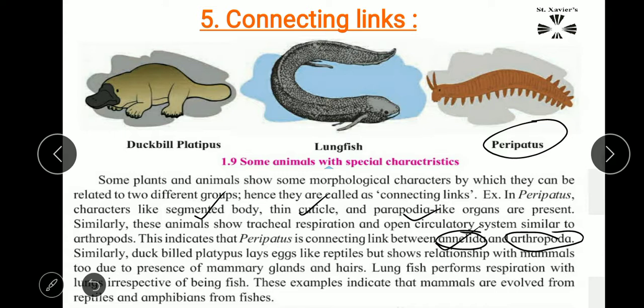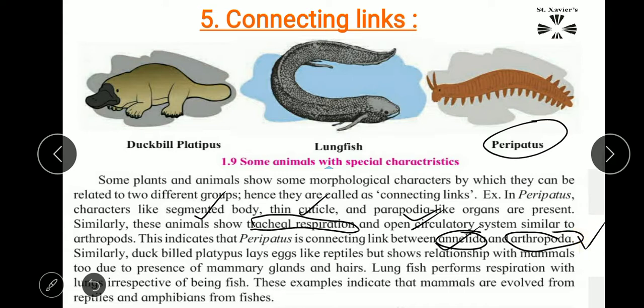In the same way, they have tracheal respiration, students. What is trachea? Trachea is a windpipe through which air passes to the lungs, students. So here tracheal respiration and an open circulatory system are there. They also have an open circulatory system like Arthropoda.